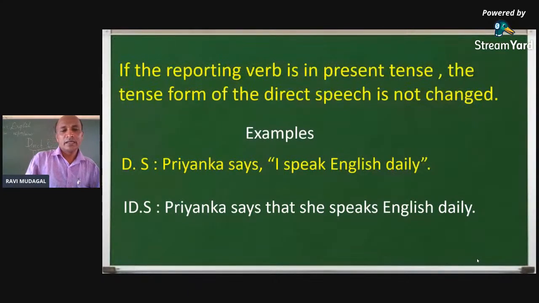In direct speech, in the reported speech, we see I speak English daily. I belongs to Priyanka. Instead of I, we should use she. So we have used she in indirect speech. Speak changed to speaks. When it comes to third person singular, he, she, it, in simple present, the verb usually adds s or es or ies. Hopefully you know this rule.